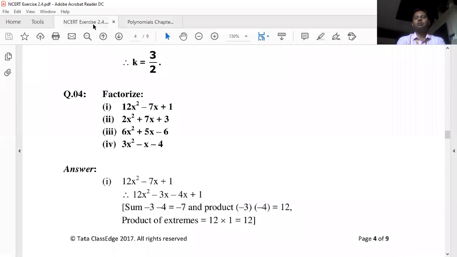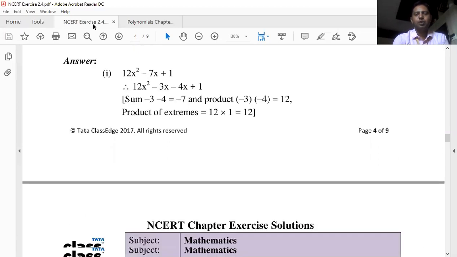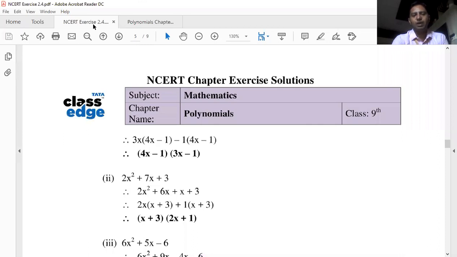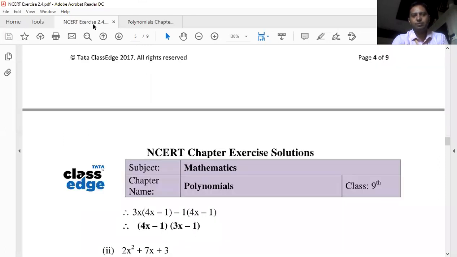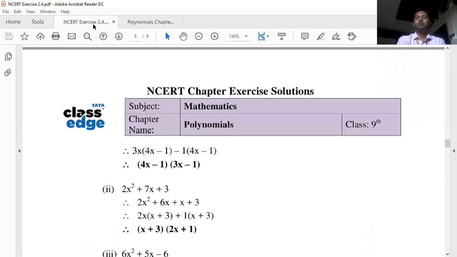So we can split the middle term. Minus 7x is minus 3x minus 4x, because minus 3 minus 4 will be minus 7, and the product of minus 3 and minus 4 will be 12. After taking 3x common from the first two terms, that will be 4x minus 1. And we can take minus 1 common, that will be 4x minus 1.